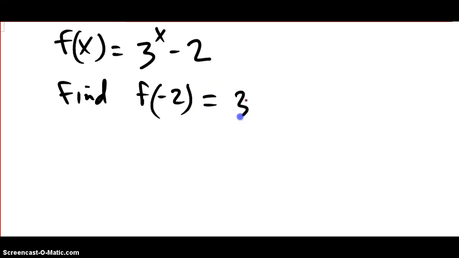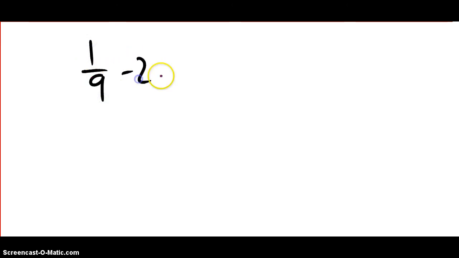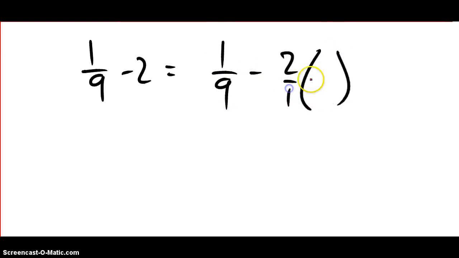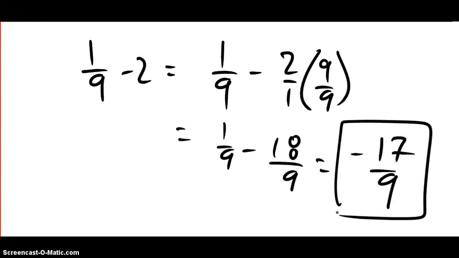Check your work. This is going to be 3 to the negative 2 minus 2, which is the same thing as 1 over 3 squared minus 2, which is the same thing as 1/9 minus 2. Oh, and then there's fractions. So, 1/9 minus 2. What we have to do is turn it into 2 over 1, find a common denominator. Or you can, if you have access to a calculator, you can do it that way as well. In this case, it's negative 17 over 9. Okay? So that's evaluating exponential functions.